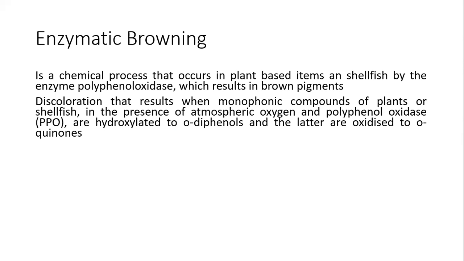Enzymatic browning is a chemical process that occurs in plant-based items and shellfish by the enzyme polyphenol oxidase, which results in brown pigments formation. The discoloration results when monophenolic compounds of plants or shellfish, in the presence of atmospheric oxygen and polyphenol oxidase, are hydroxylated to ortho-diphenols, and the latter are oxidized to orthoquinones.